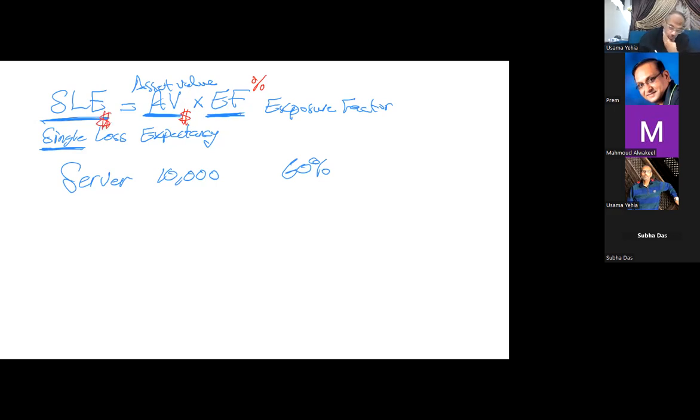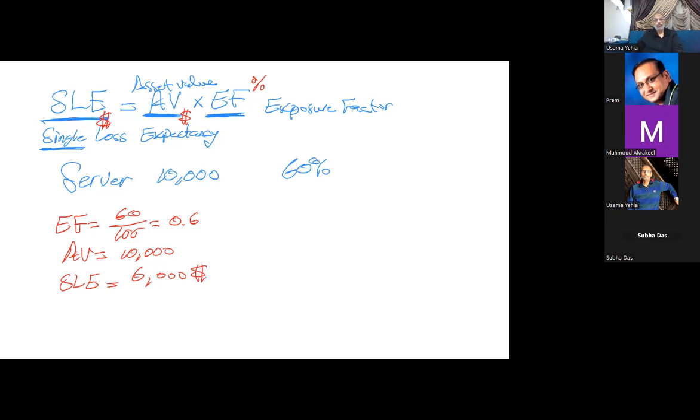Then in our example, what is the EF? What is EF equal to? What is the value here? EF is 60%, which is 60 over 100, equal 0.6. What is the AV? 10,000. Then what is the SLE? 6,000. Okay, that's great.